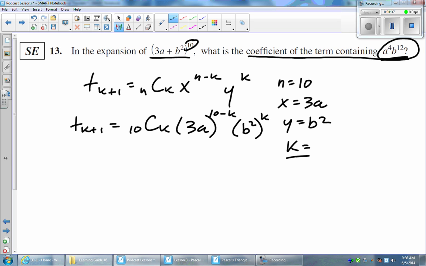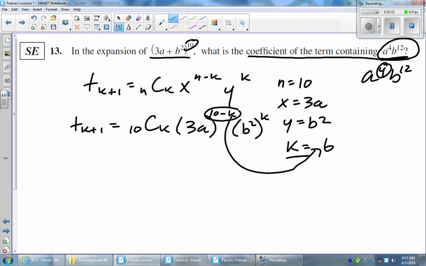Just by observation, we need to figure out what k is going to be. To find out what k is, remember what we're trying to find: the term containing a^4 and b^12. So we want to create a power of 4 on the a term. Right now the power on a is 10 minus k. So to get 4, k must be equal to 6.